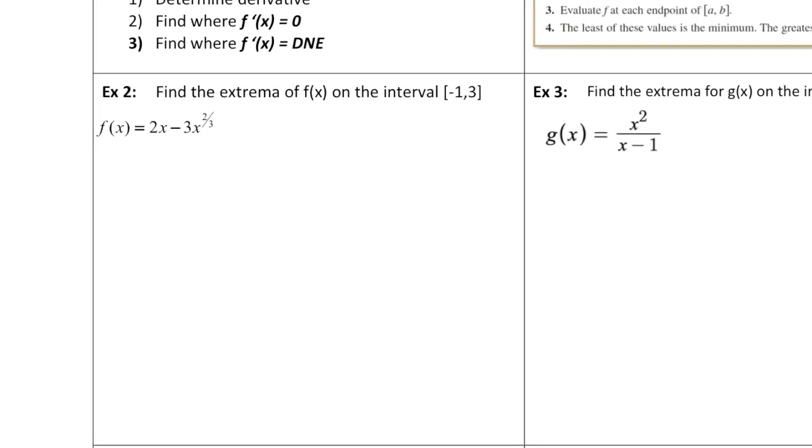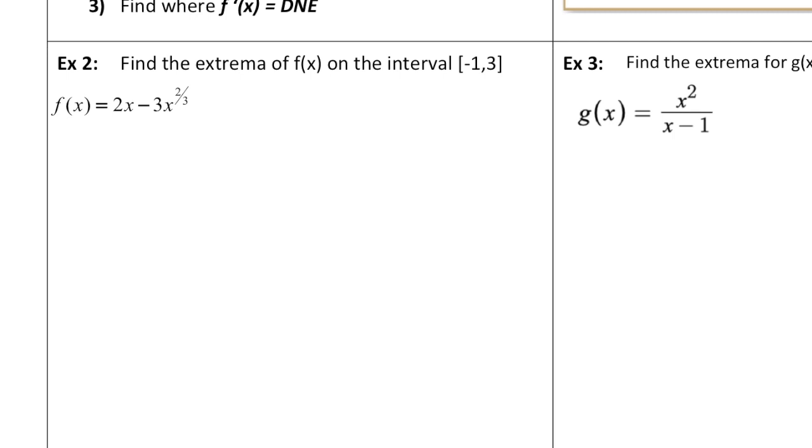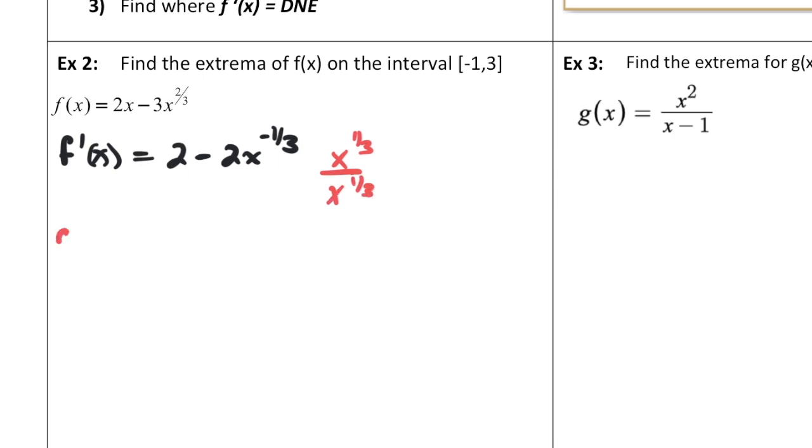For our first example, we're going to use these ideas to find the extrema of f of x over the interval. And in order to find the extrema, we first find our derivative, f prime of x equals 2 minus 2x to the negative 1/3. Since we need to figure out our critical numbers, we're going to multiply this by x to the 1/3 over x to the 1/3 in order to find a simplified version of f prime of x. So f prime of x, once we multiply, is equal to 2x to the 1/3 minus 2, all divided by x to the 1/3.